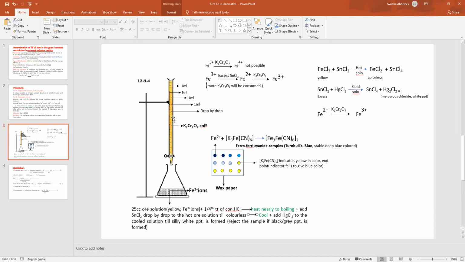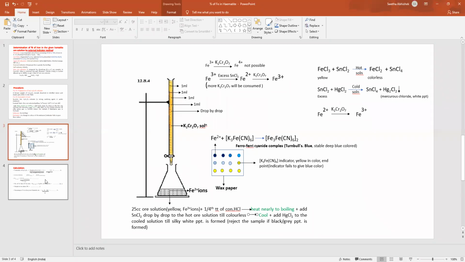Now, what will be the volume of K2Cr2O7 consumed? The volume of K2Cr2O7 consumed will be very high. Since the whole solution becomes deep blue in color, forming a stable complex, the endpoint determination becomes very difficult. Therefore, this potassium ferricyanide indicator is used as an external indicator and the endpoint is determined externally. So, this is how the iron is estimated by using an external indicator.